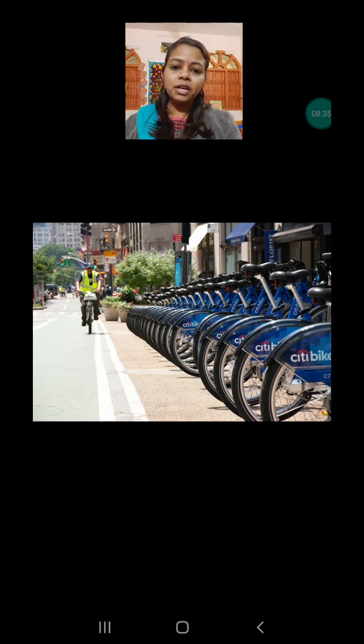Next, if we are going nearby of our area, suppose we are going to the market to bring the vegetables, that time if we are having car, we should not use that car. Why? Because for a small distance we can walk over there, or we can use the cycle. Cycle is very good. Okay, why?